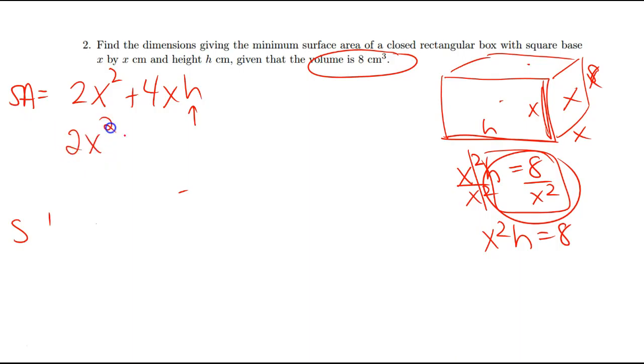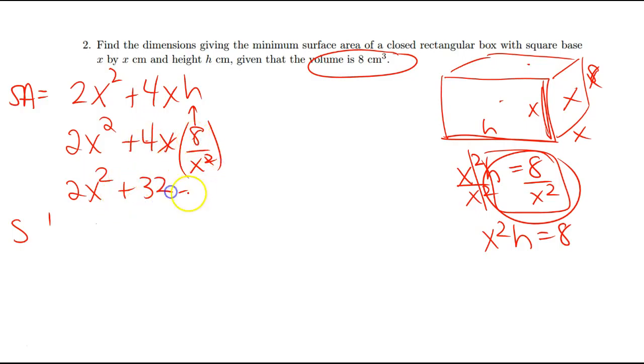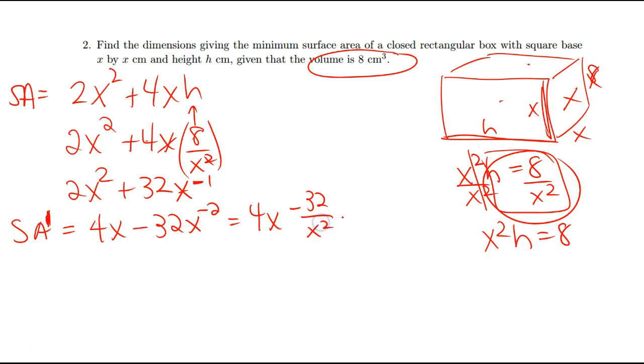So we have 2x squared plus 4x times 8 over x squared, which is 2x squared plus 32, x on the bottom, which I'm going to put as x to the negative 1. So let's take the first derivative of this. It's 4x minus 32x to the minus 2. Okay? Which is the same as 4x minus 32 over x squared.